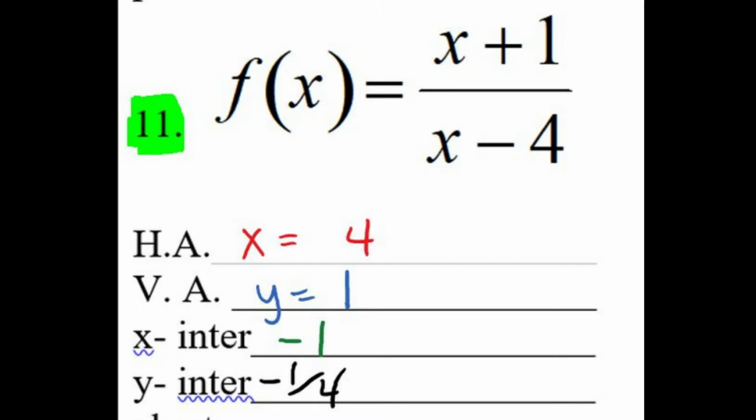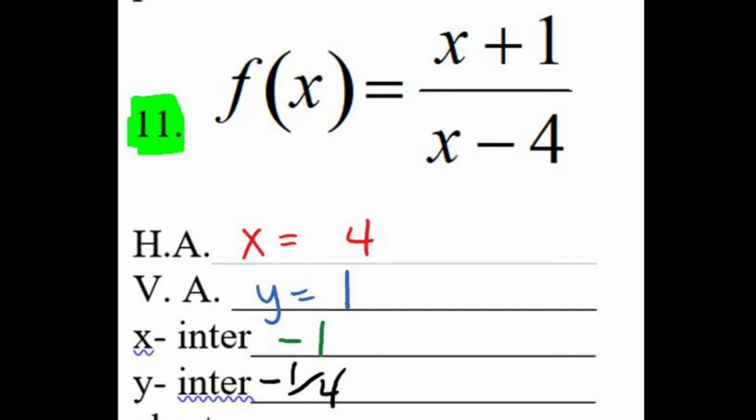The blue is going to be, well, the top degree matches the bottom degree. So we look at the coefficients. Well, there's nothing in front of the x, so there's really a 1. There's nothing in front of the x on the bottom, so there's really 1. 1 divided by 1 is a 1, and that's how I get that horizontal asymptote of y equals 1.